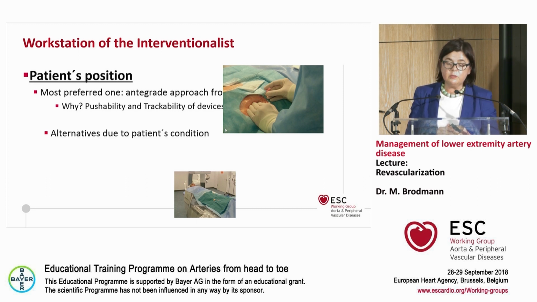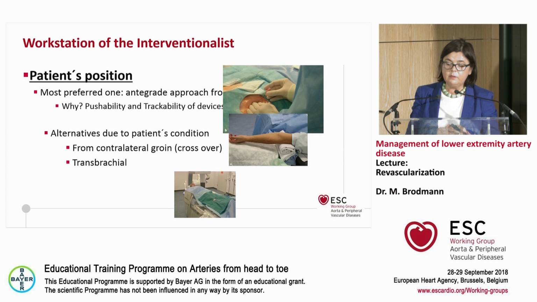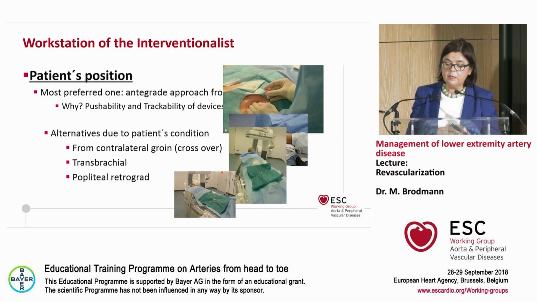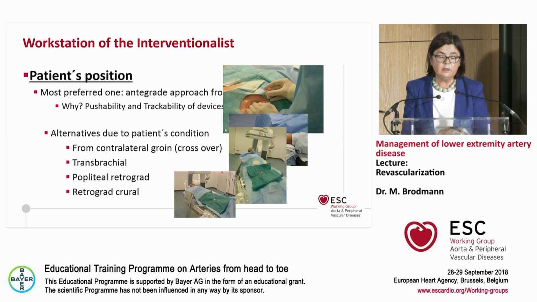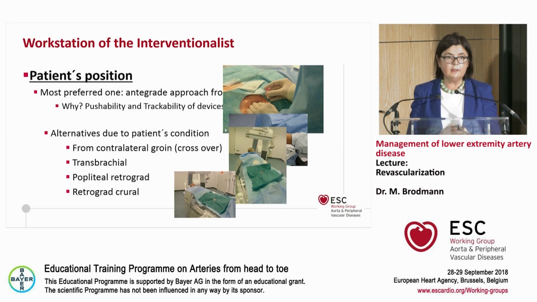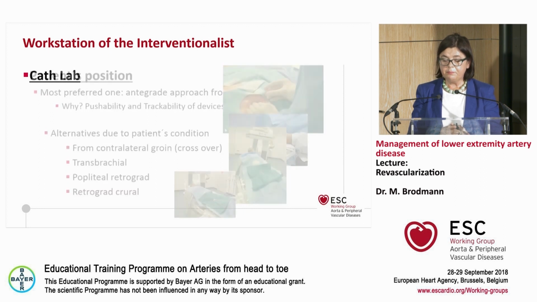But you have also alternatives according to the patient's conditions, for example, from the contralateral groin, crossover, transbrachial, and also popliteal retrograde, as you can see here. These approaches get more and more important because we face more and more patients with obesity, and we have to look for other alternative approaches. And there is also, especially from the Italian guys, the retrograde crural approach, especially in patients with below the knee disease and hard to revascularize arteries below the knee.